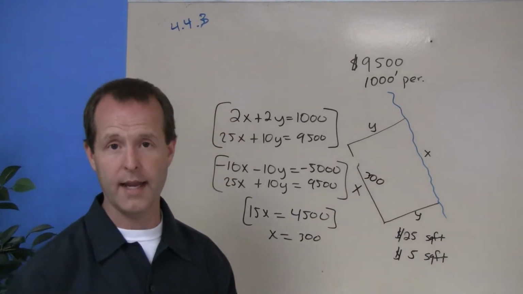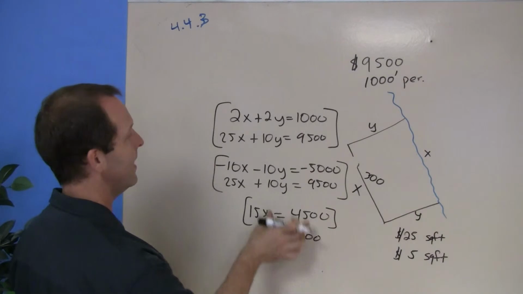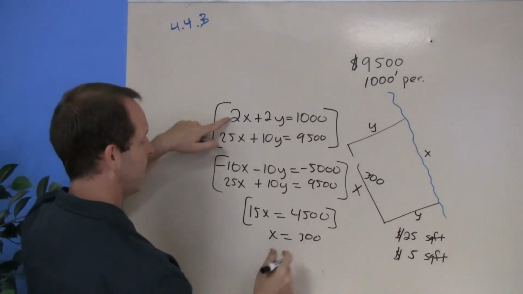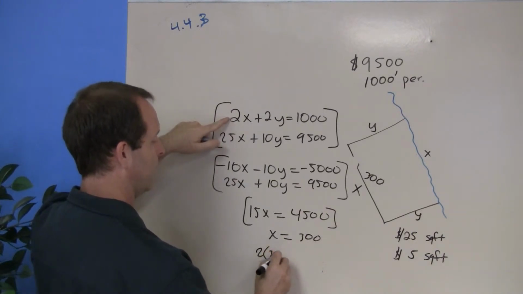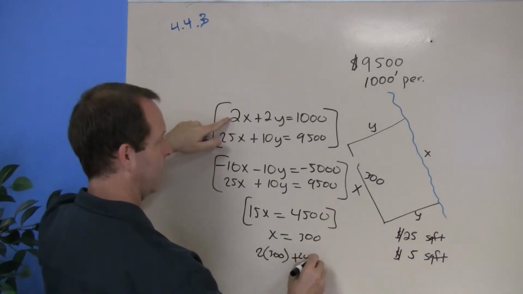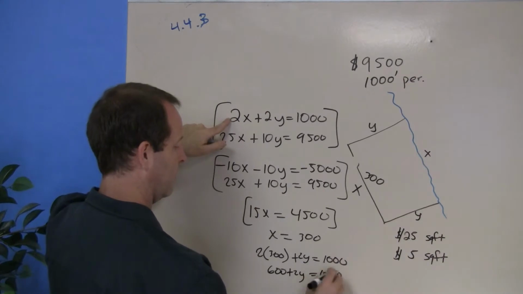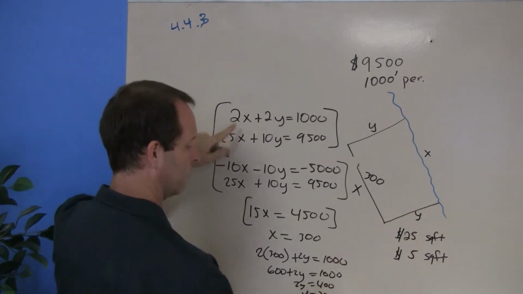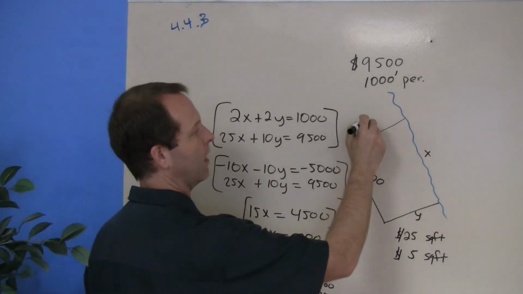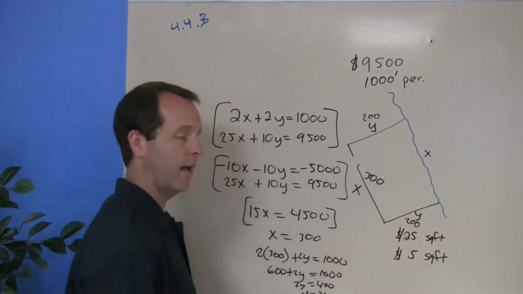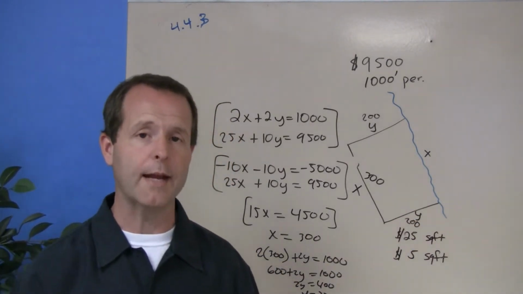How do I find out what Y is? Well, I can take that back in and plug it into my perimeter equation. So X back into this one: 2 times 300 plus 2Y equals 1,000. 600 plus 2Y equals 1,000. 2Y equals 400. Y equals 200. So the depth of my lot is 200. And so there are the dimensions of the area that I was able to enclose.